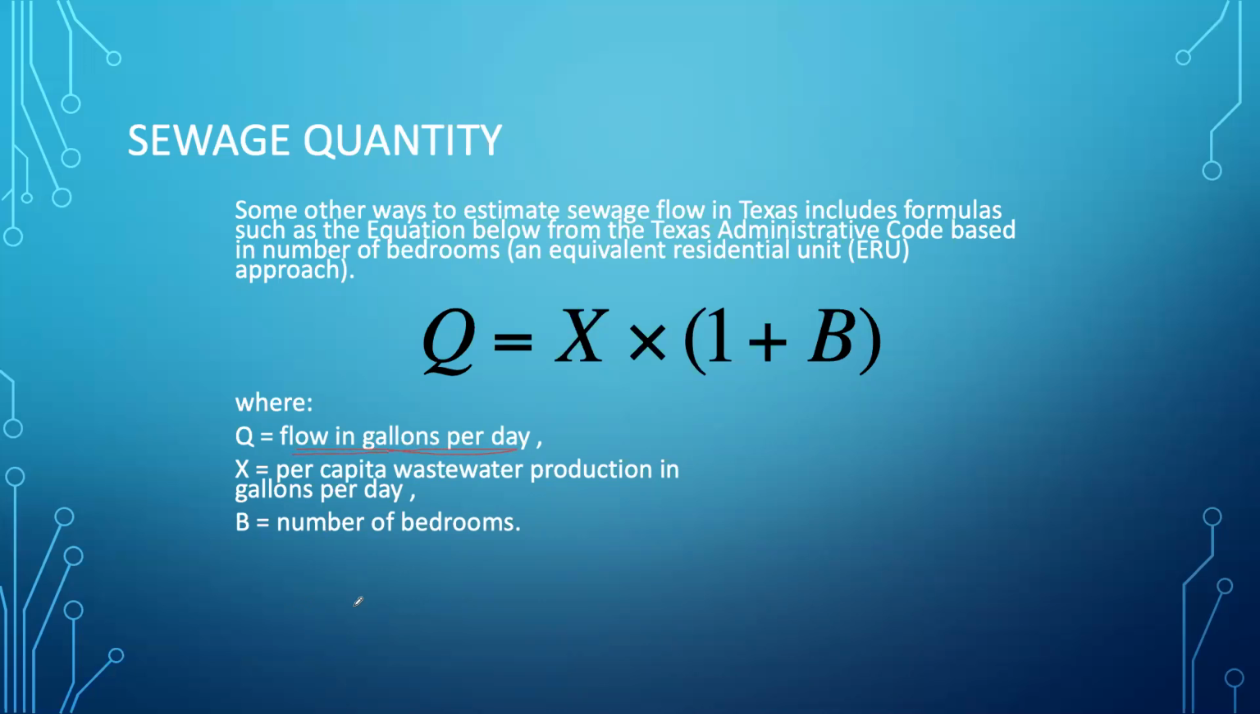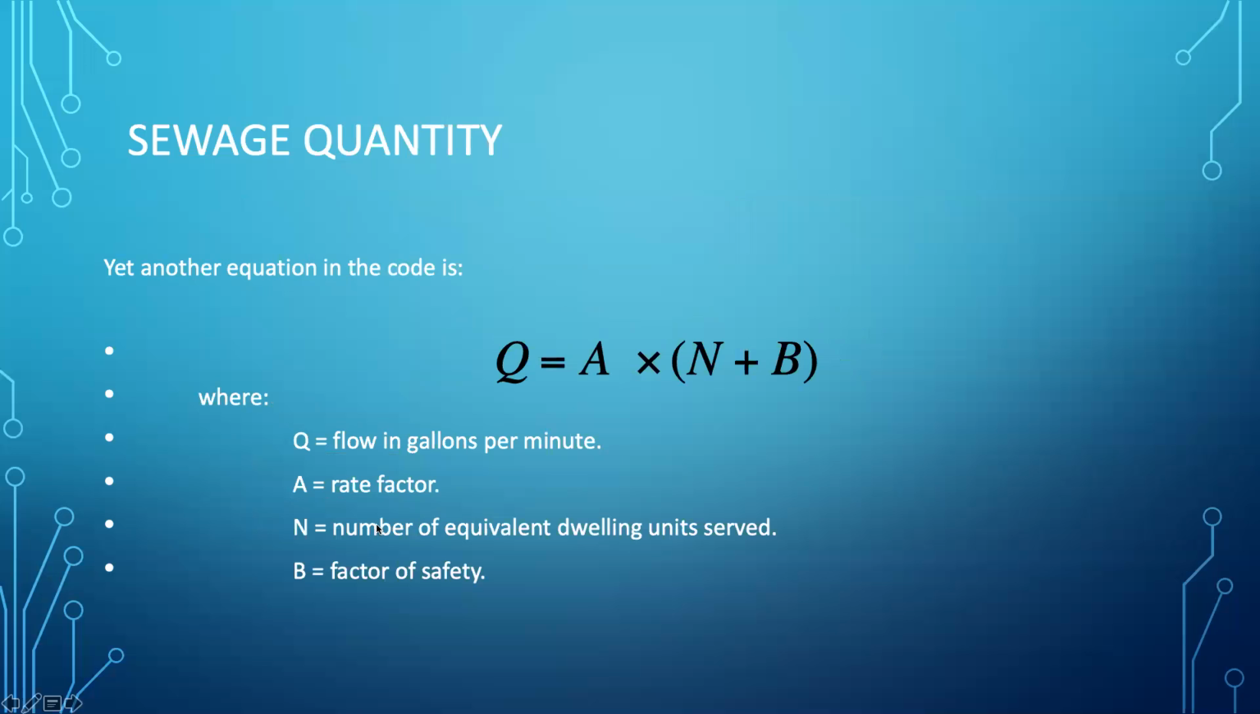So this one is flow in gallons per day. This is the per capita wastewater production in gallons per day, which would have come from the prior table. And B is the number of bedrooms. So this clearly wouldn't make a lot of sense to apply to a chromium treatment, a chromium plating factory, for instance. There's another equation that's stated here.